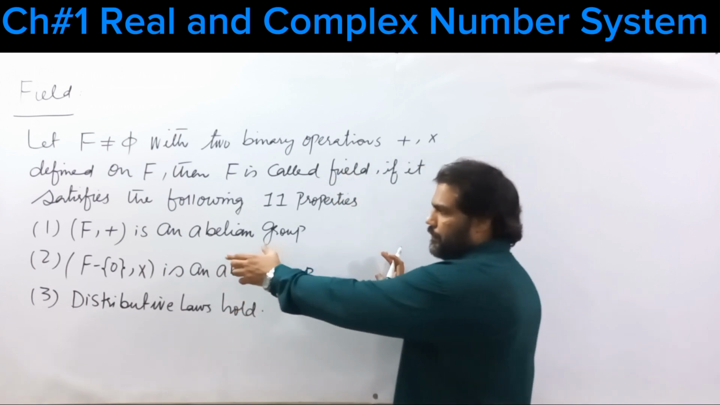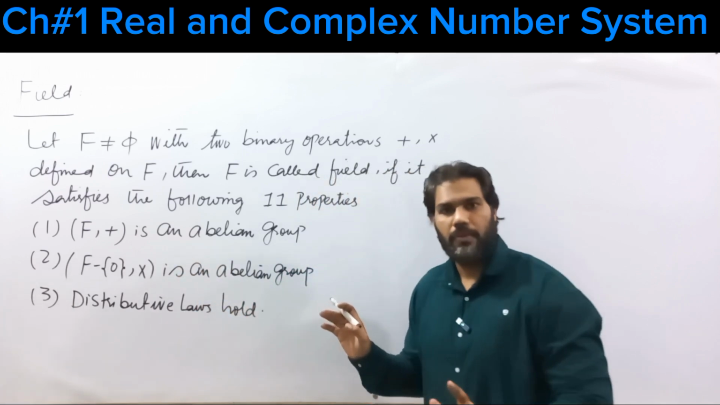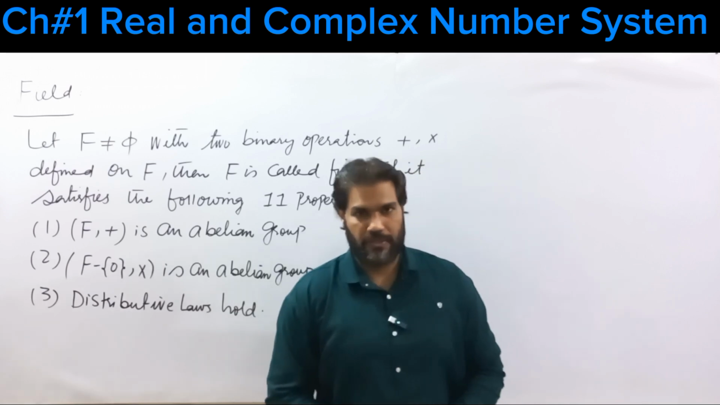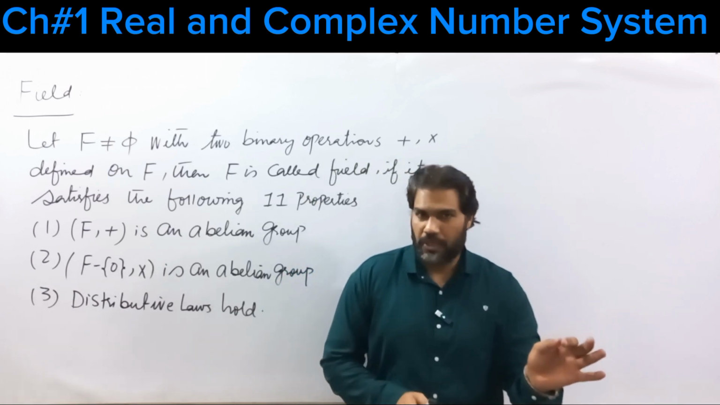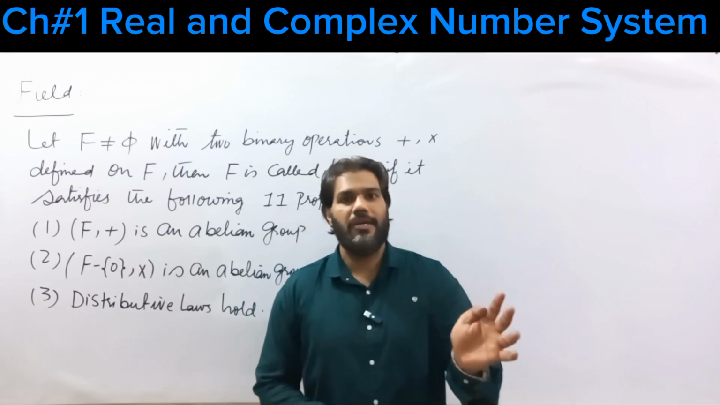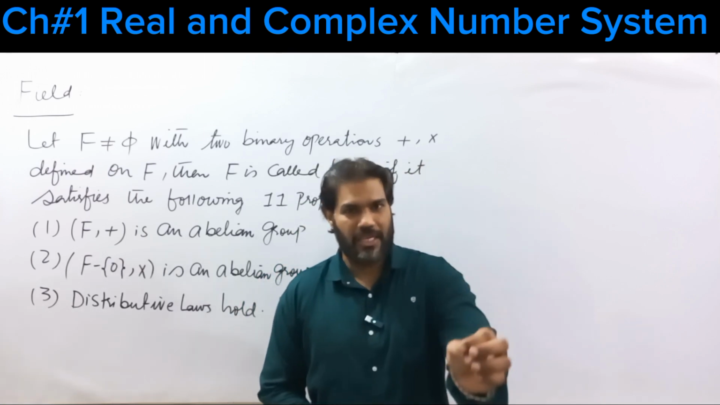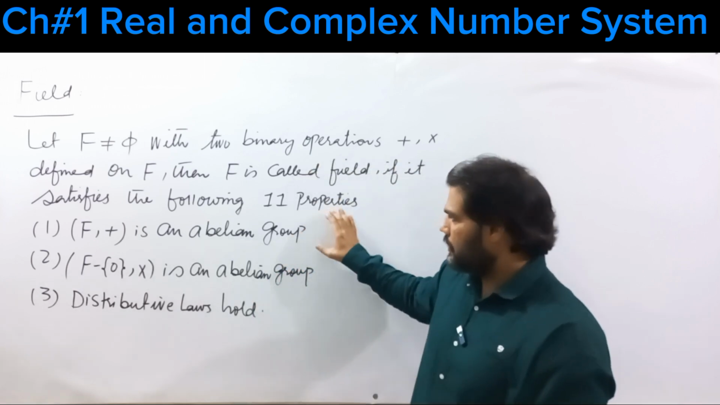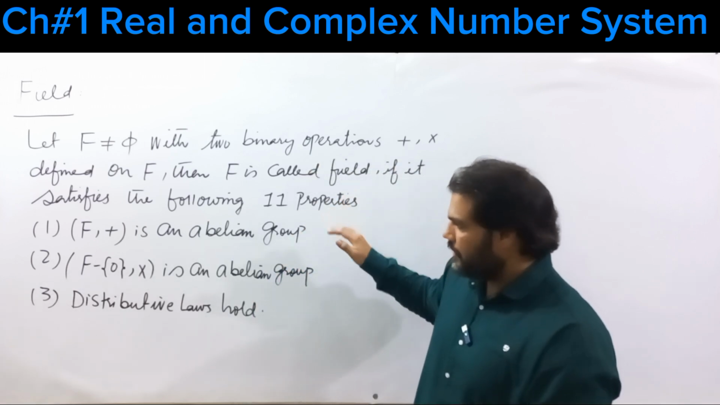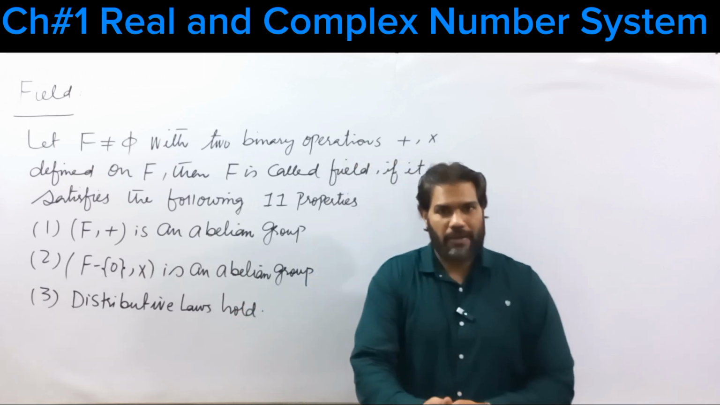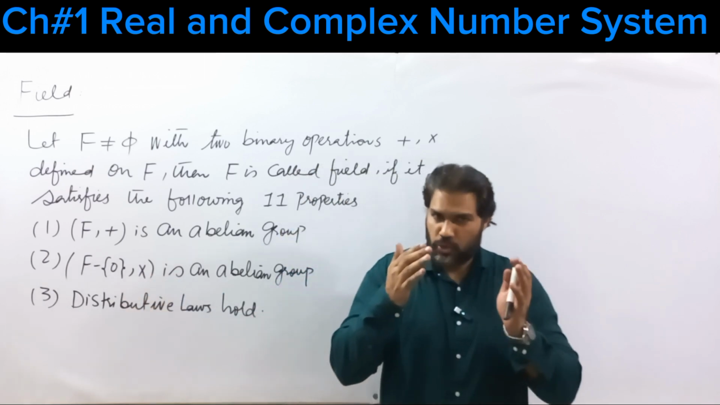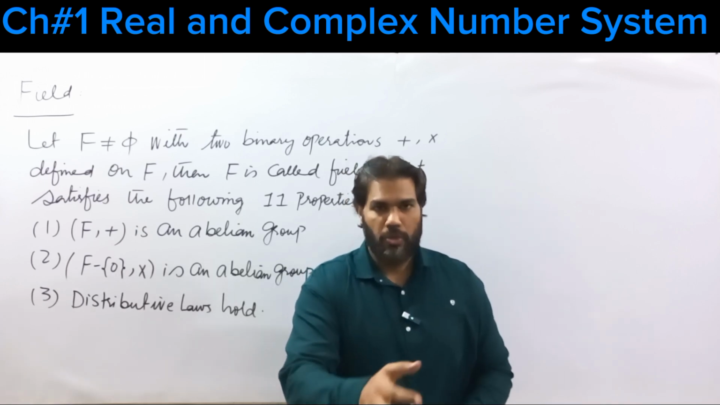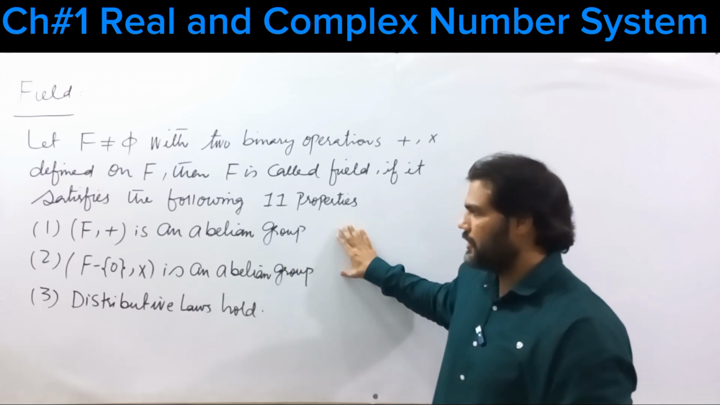The first, F should be an abelian group. When we say F is an abelian group, it will satisfy 5 properties. First is the closure property, second is the associative property, third is the identity element, fourth is the inverse element, and the fifth one is the commutative property. So 5 properties are covered here. In a similar way, when we say the non-zero elements of F, that is F minus 0, this should also be an abelian group under multiplication. This will again satisfy the 5 properties. So the total properties are complete here.